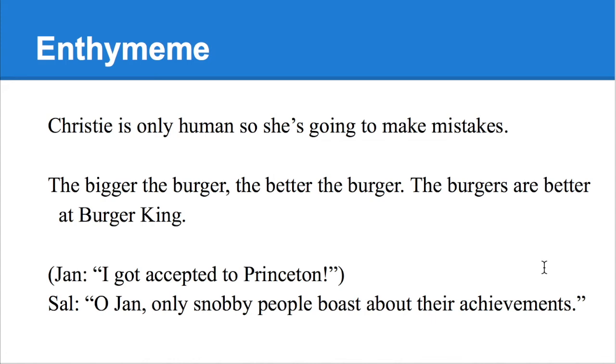What Sal is saying is that was a boast, and since only snobby people boast, Jan is a snob. Poor Sal, she must be a little jealous. Okay, but you see what's happened here is she's actually implied a whole syllogism by subtracting two parts of a three-part argument.